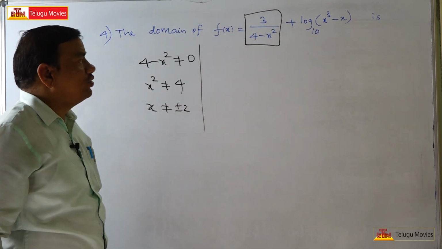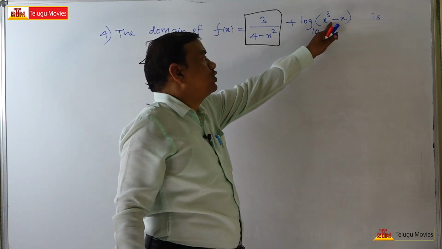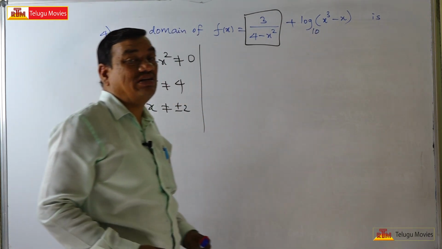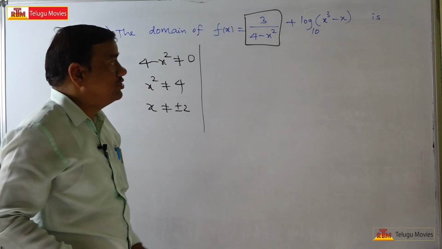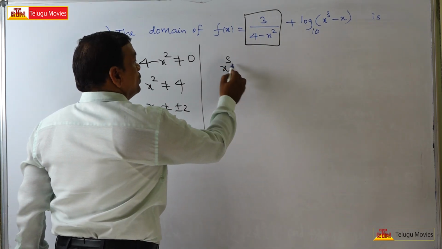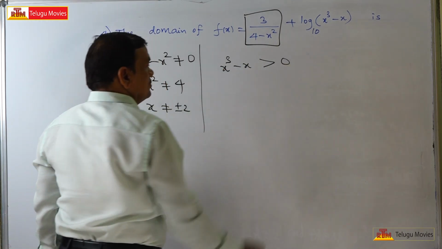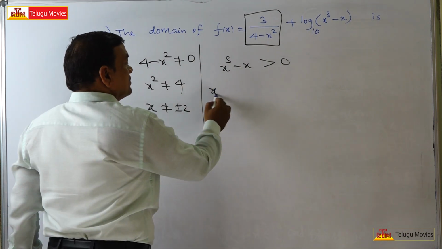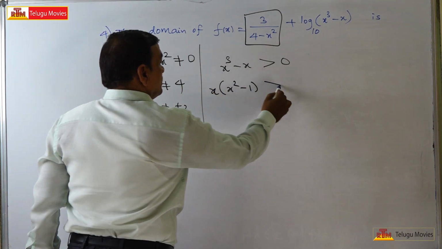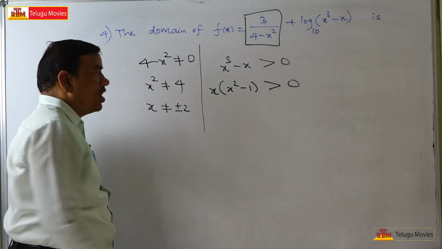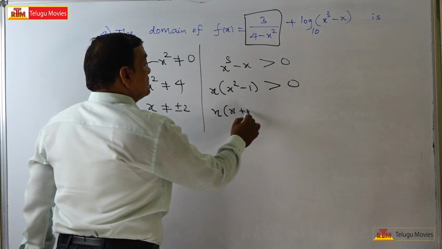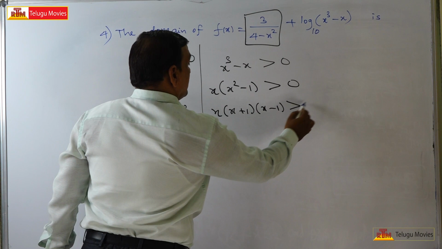Now, coming to the next part: log of x cube minus x to the base 10. Logarithms are defined only for positive real numbers. That means x cube minus x greater than 0. First, take x common: x into x square minus 1 greater than 0. Afterwards, x into x plus 1 into x minus 1 greater than 0.